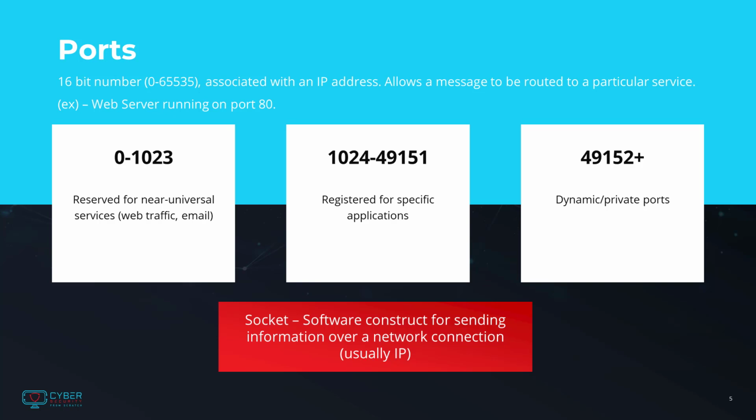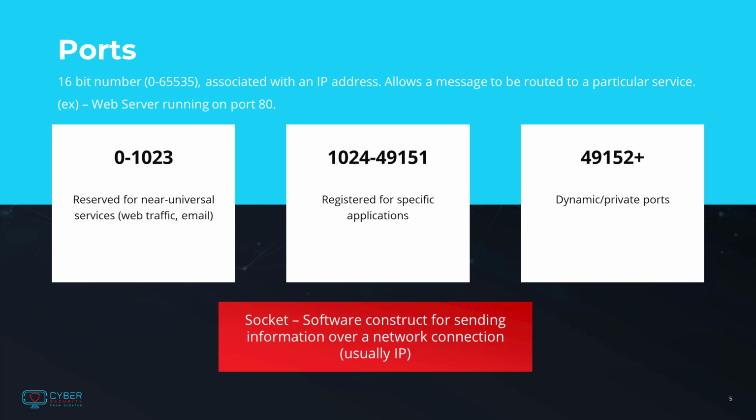Now, above that, you have ports 49152 and above, which are just sort of dynamic or private ports. So if you have some internal company service, it's usually safe if you just pick a port above 49152, and you're going to be okay. You're not going to have a conflict there.